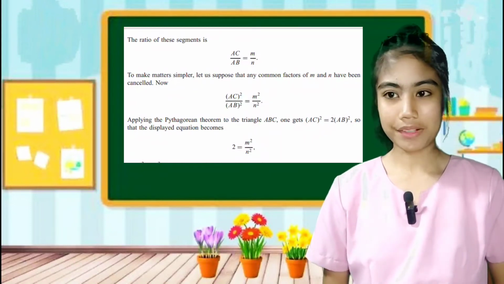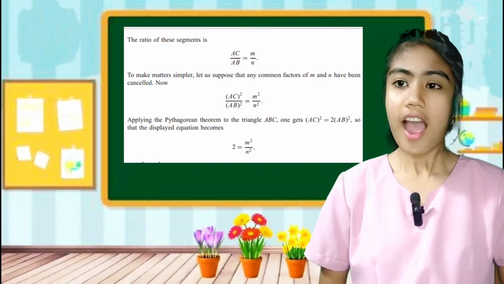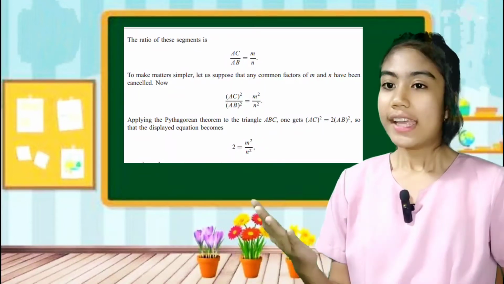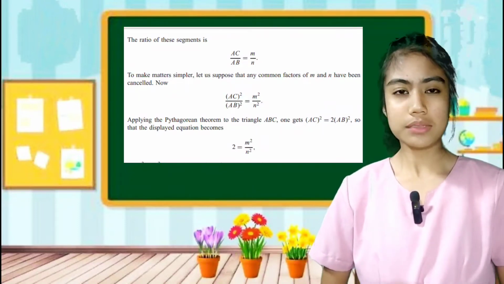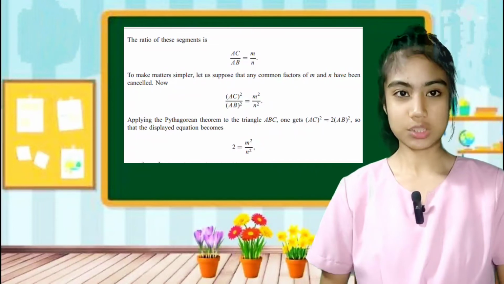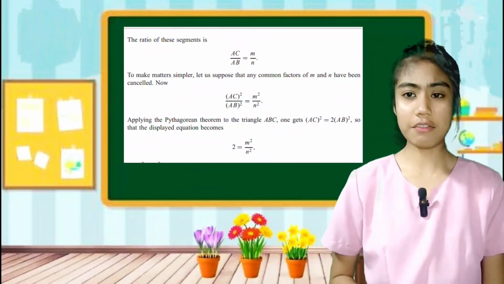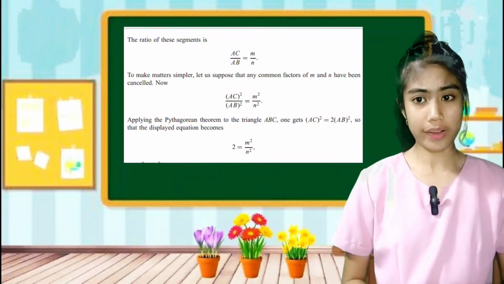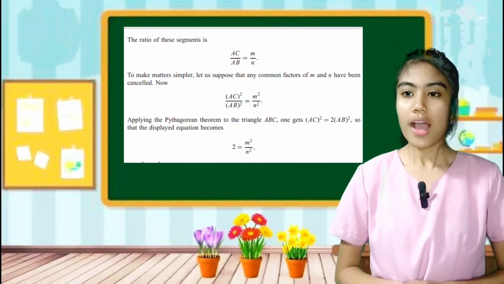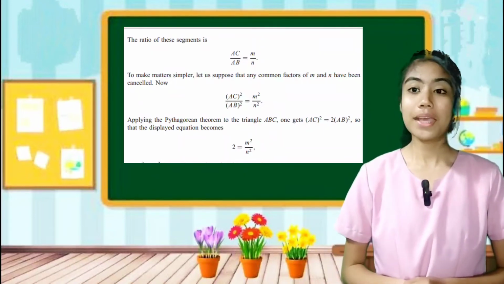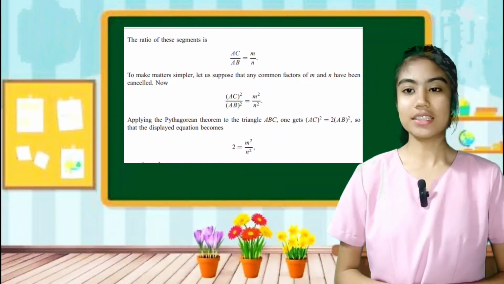To make matters simpler, let us suppose that any common factors of M and N have been cancelled. Now, AC squared over AB squared is equal to M squared over N squared. Applying the Pythagorean theorem to the triangle ABC, one gets AC squared equal to 2AB squared, so that the displayed equation becomes 2 equals M squared over N squared.